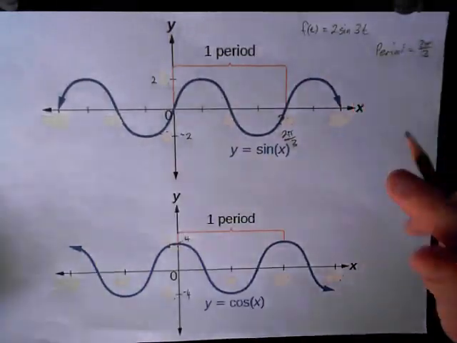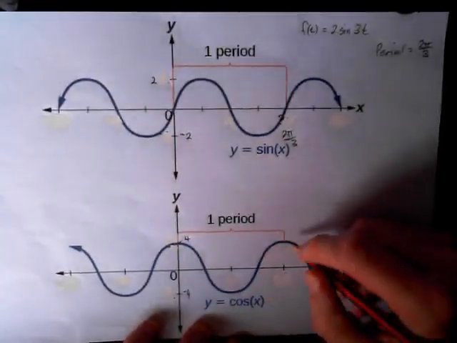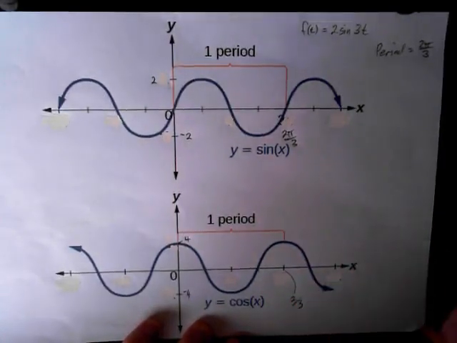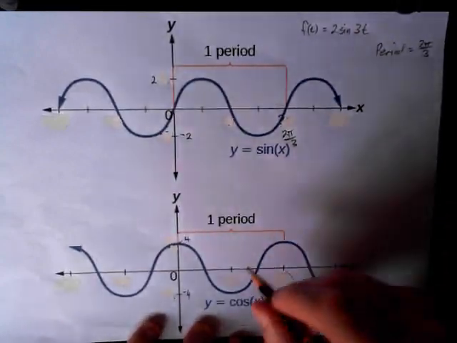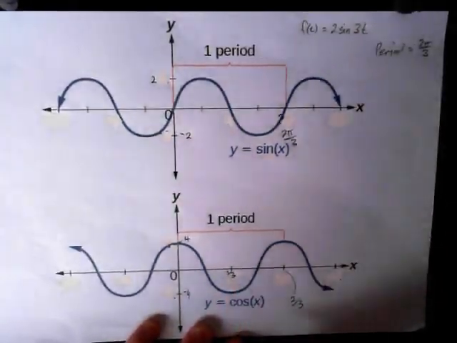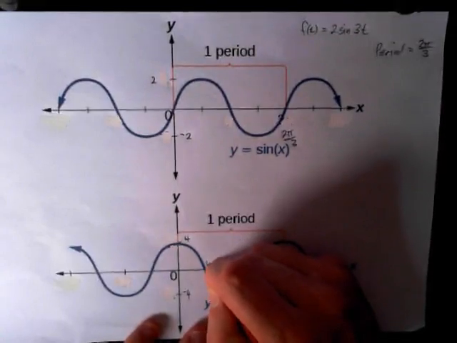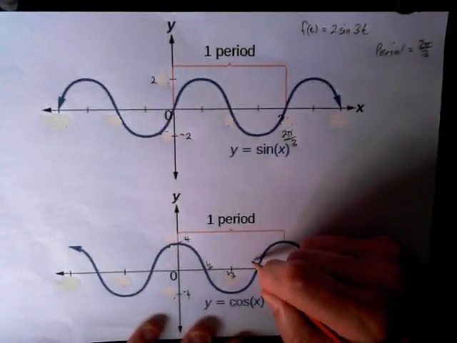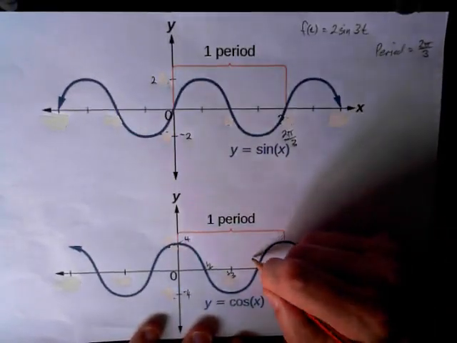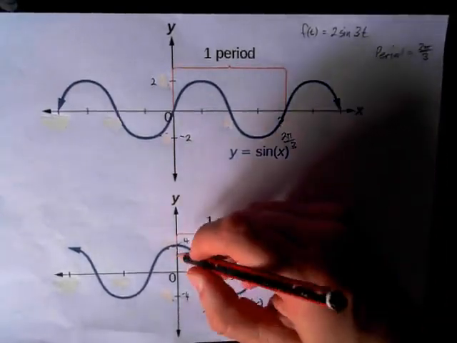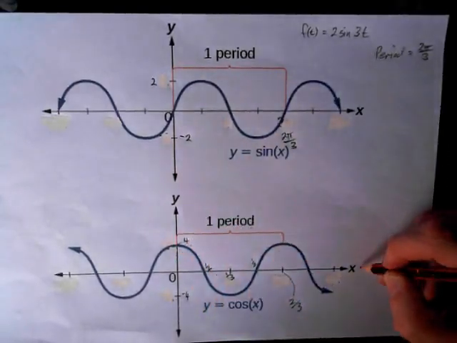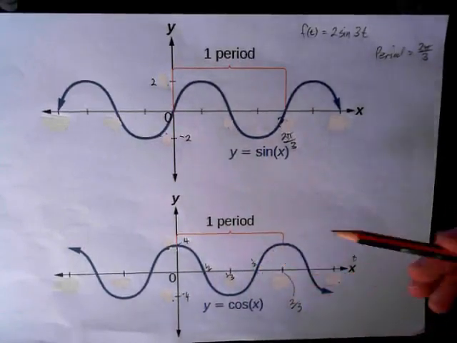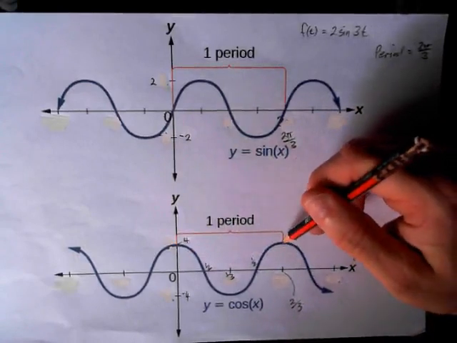So this value here is 2/3. So this value here is 1/3. So this value here is 1/6, and this value here is 3/6. So this is a half. These are not values of pi for t in this case. These are just fractions of whole numbers. But one period is the length 2/3.